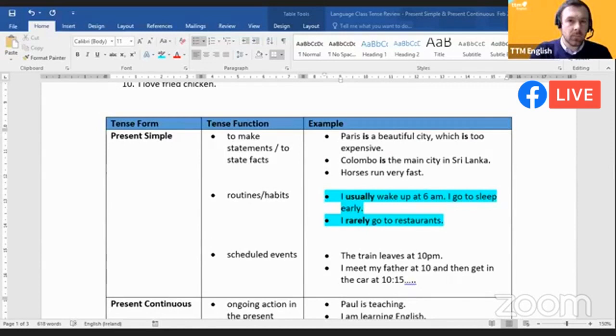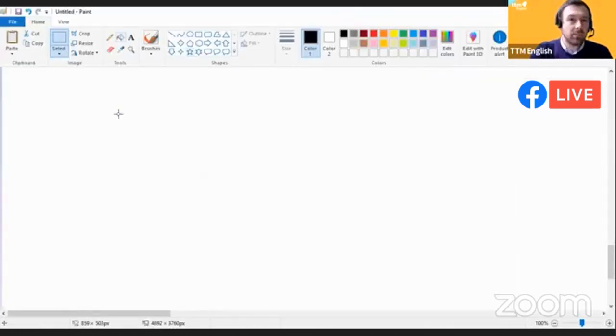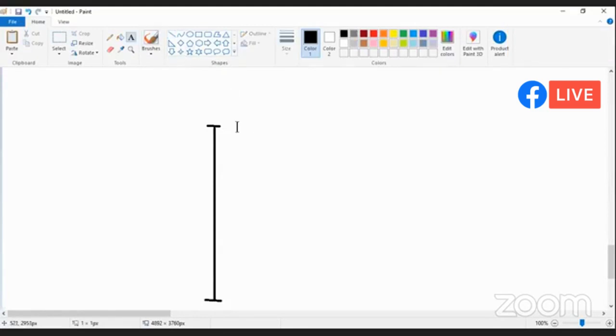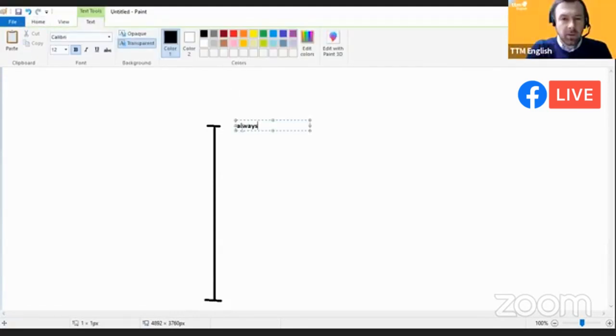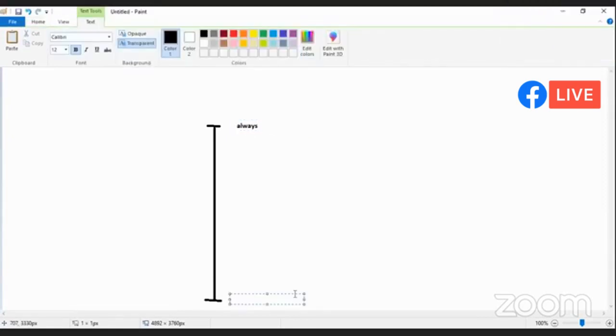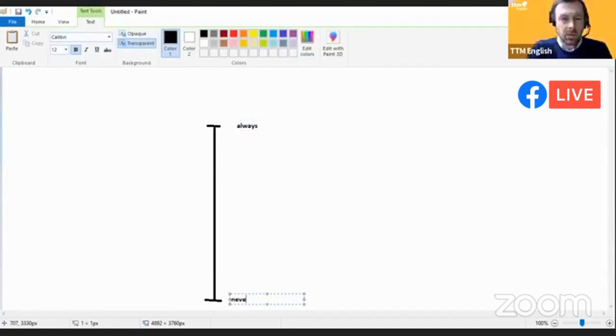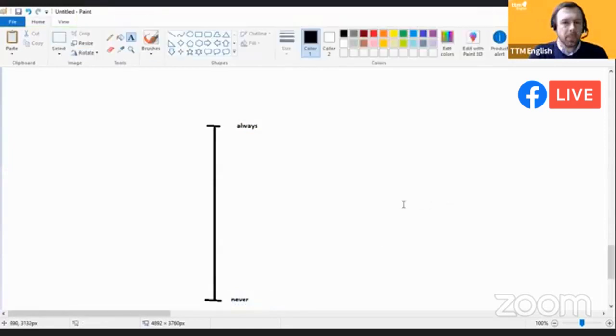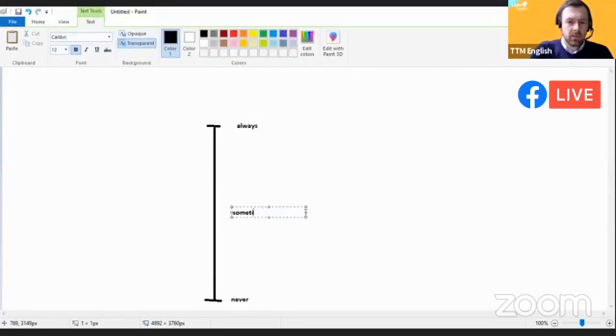Let's make a table or a little decline, as we call it, which will show us the frequency of things. So at the top, what are we going to put at the top, and what are we going to put at the bottom? Always. Always we'll put at the top. Yep. Okay. Always we'll put there, and we'll put what at the bottom? Never. Okay. Yeah, we know that, don't we? Where would we put sometimes? In the middle. Let's put sometimes in the middle. Okay. So always, sometimes, never.